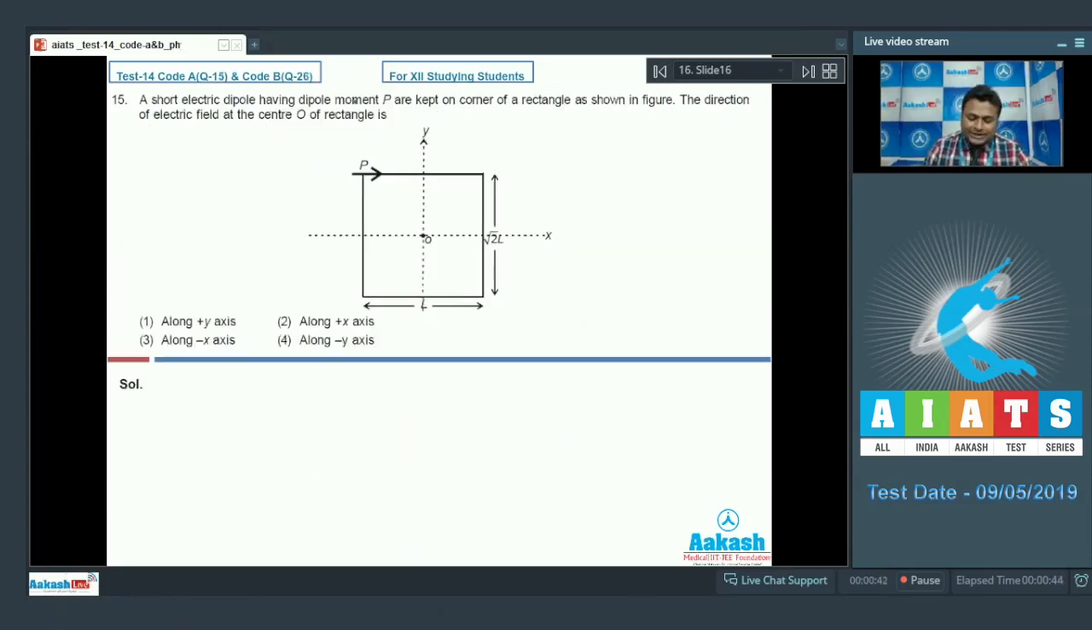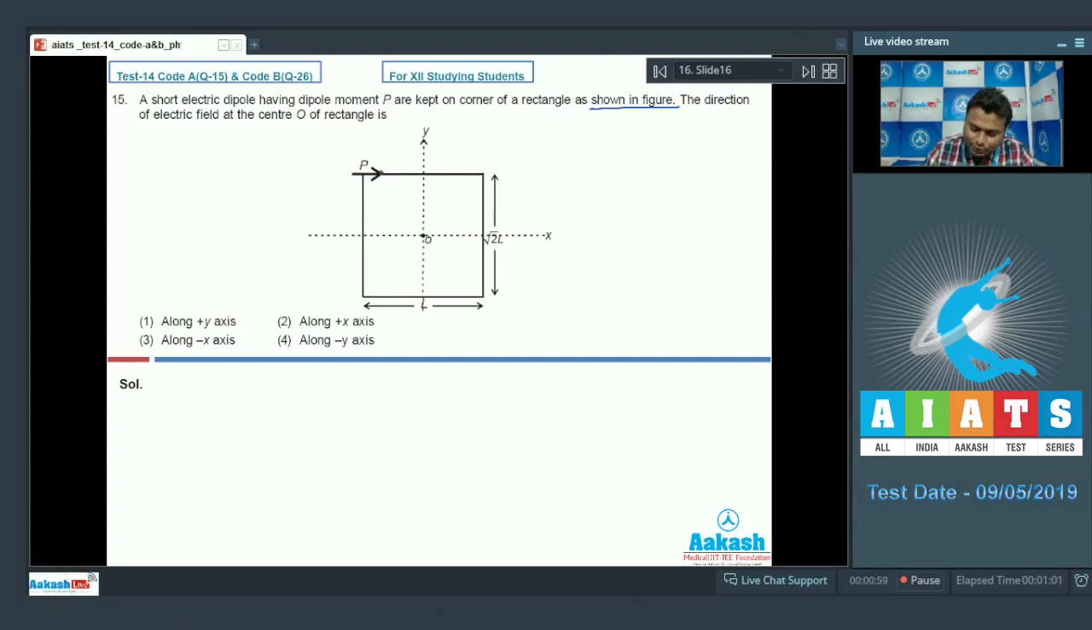A short electric dipole having dipole moment P is kept on the corner of a rectangle as shown in the figure. The direction of the electric field at the center O of the rectangle will be what? Now we have to talk about the direction only, not magnitude. So this is P.